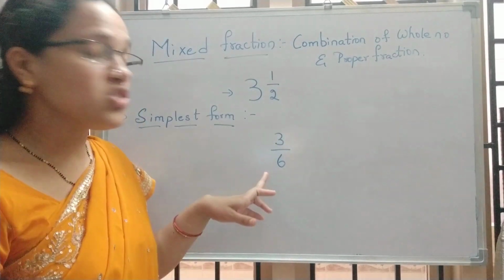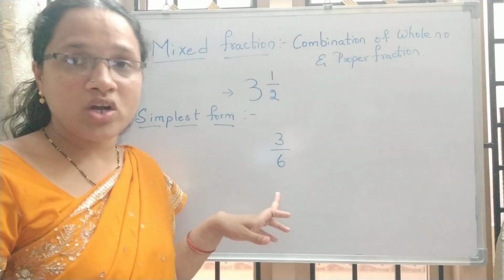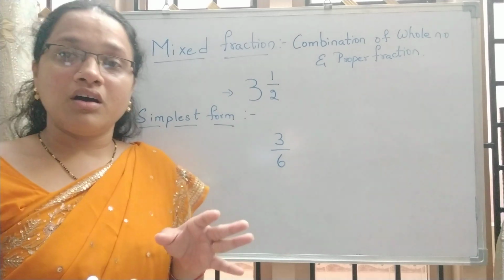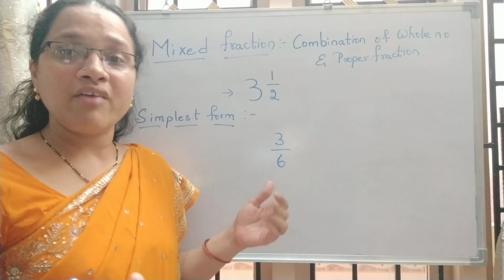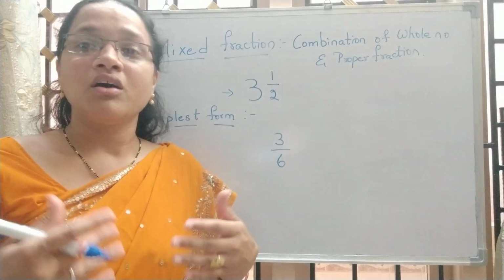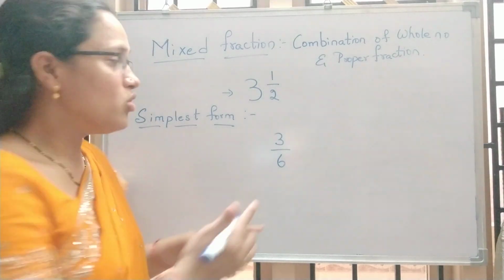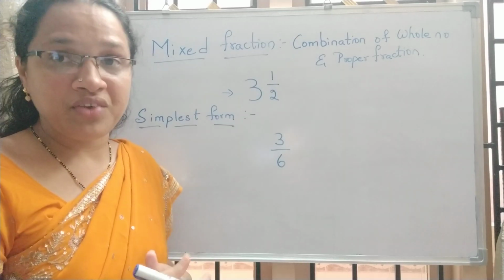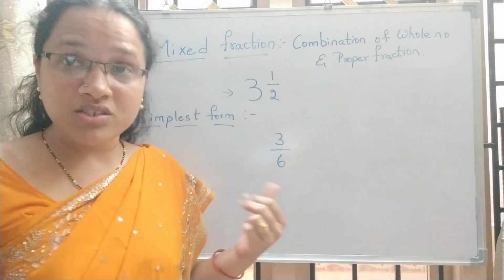But now this is not the simplest fraction. Why? Because they have more than 1 as a common factor. That means they do not have only 1 as a common factor. So see, this is in the 3 table and this is in the 3 table. They even have 3 as a common factor here. Yes, so we have 2 factors.